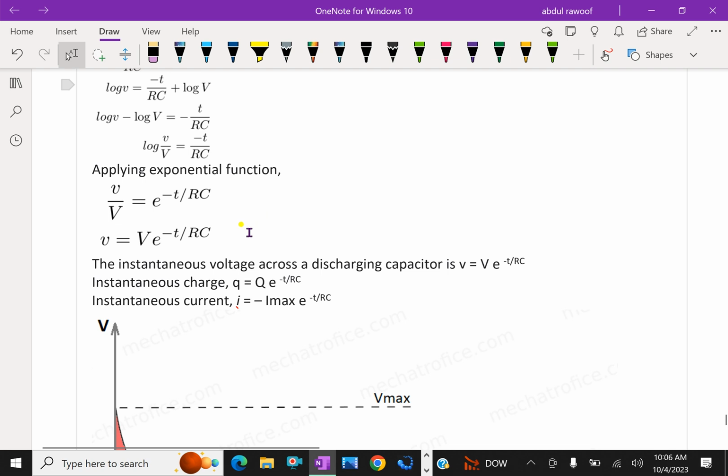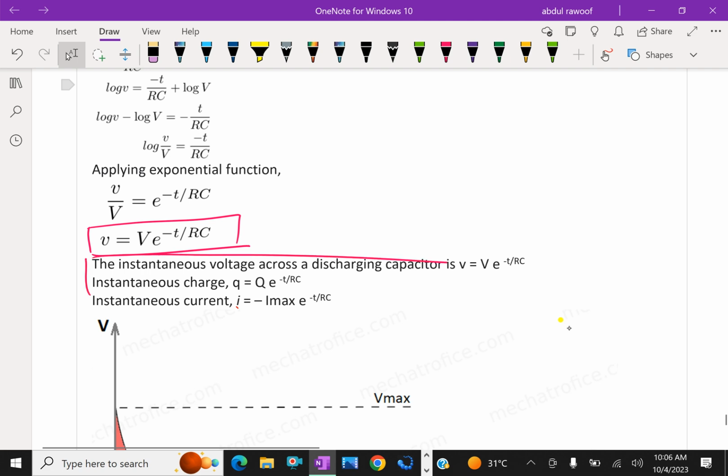Applying the exponential function, e power log of v over V equal to e power minus t over RC. From this, by cross multiplying, we get v equal V into e power minus t over RC, the discharging equation for voltage. The instantaneous voltage across the discharging capacitor is v equal to V into e power minus t over RC. Instantaneous charge q equal to Q into e power minus t over RC. Instantaneous current I equal to minus I max e power minus t over RC.